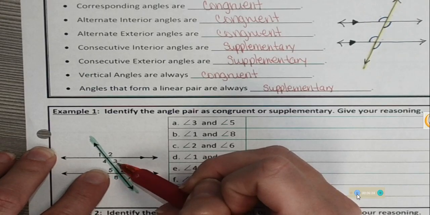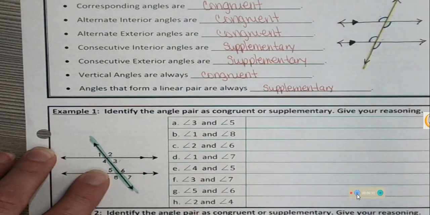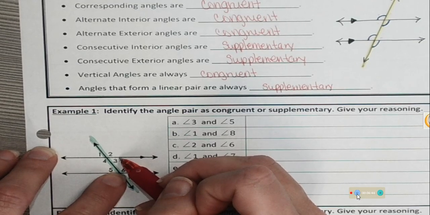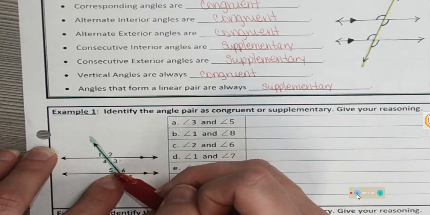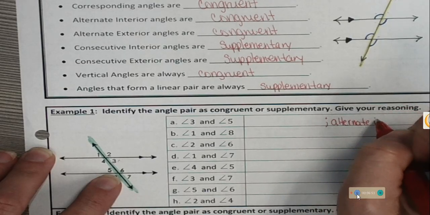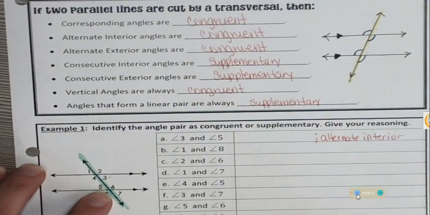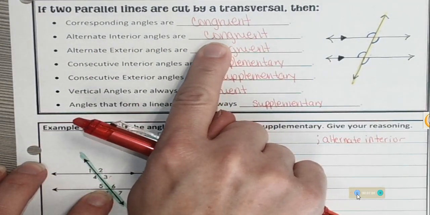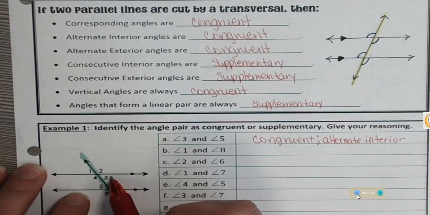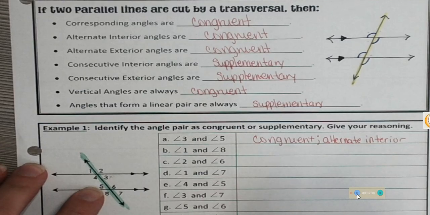Are 1 and 5 on the same side of the transversal or alternate sides? Oh, what did I say? 3. That's what I meant. 3 and 5. Okay, so 3 and 5, are they on the same side or alternate sides? Alternate sides, okay. Now, are they in between the parallel lines or outside? They are interior, right? So that makes this an alternate interior. And what did we just say about alternate interior angles? Alternate interior are congruent. So if you know that this is 80, that is exactly 80.